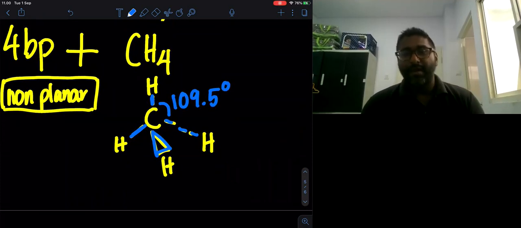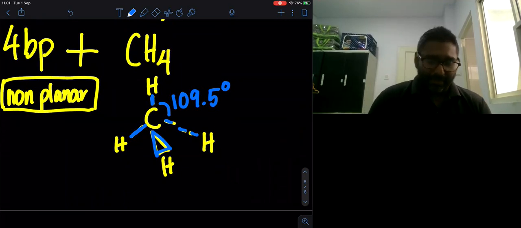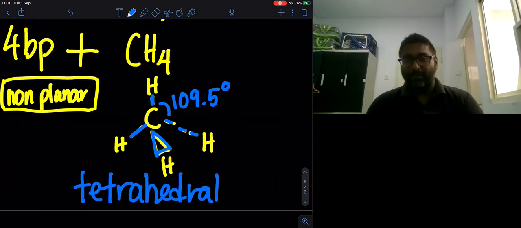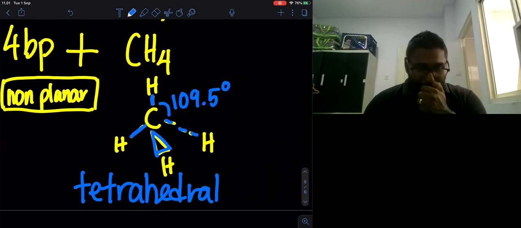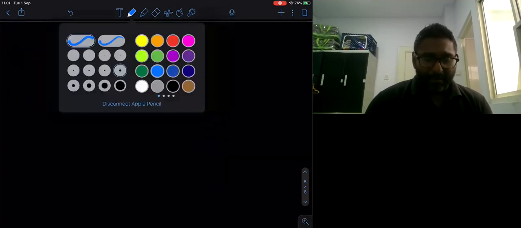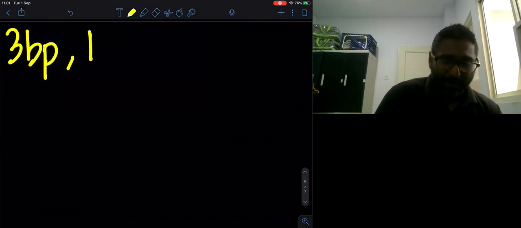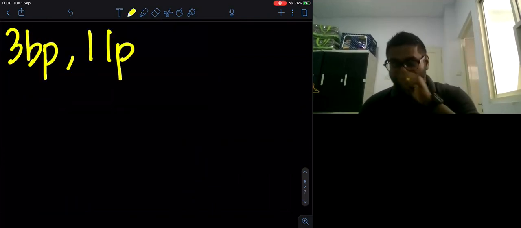109.5 degrees. No longer is it 90, because we want the maximum bond angle, and this shape is known as tetrahedral. Tetrahedral, and I already mentioned it's non-planar. Now we do have some variations of this 4 bonding pair. The other variation is 3 bonding pair and 1 lone pair. 3 bonding pair and 1 lone pair.